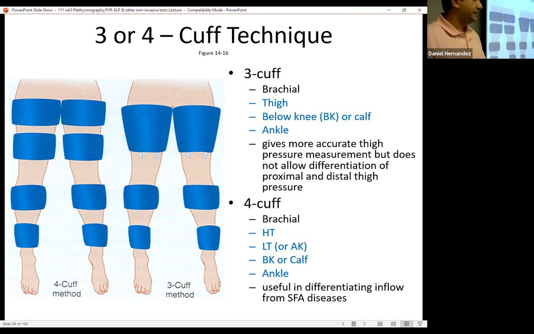Why would they do a 3 cuff then? These pressure measurements tend to be a little more accurate in terms of the thigh pressures. The cuff fits a little bit better, it has this more conical cylinder shape, as opposed to the other cuffs. I guess the whole comfort thing, but.